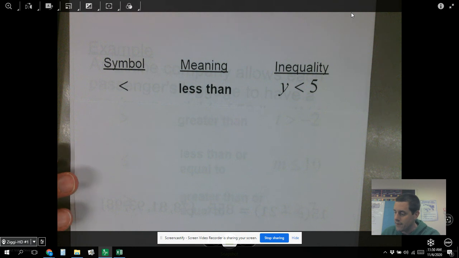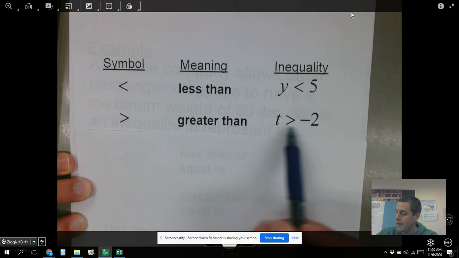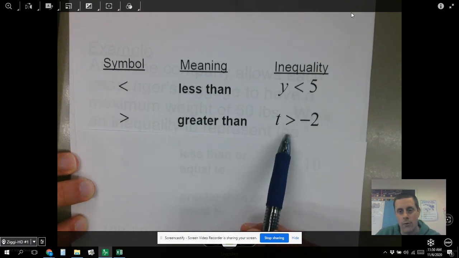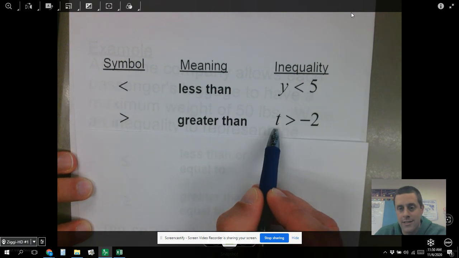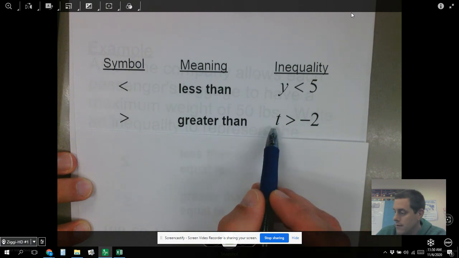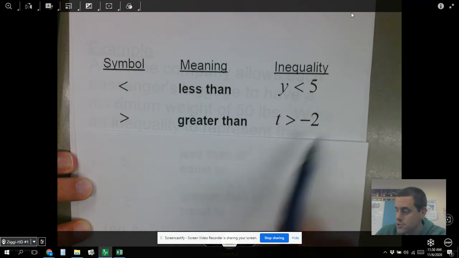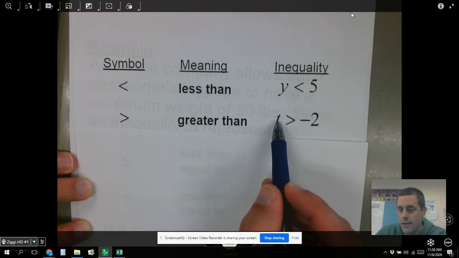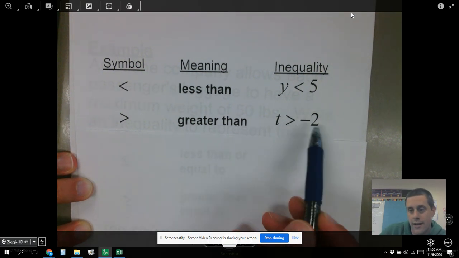Let's talk about the other symbol I think you've seen before, an arrow pointing to the right. This is greater than, and algebraically I could have an inequality like this: t is greater than -2. To make this inequality true, any solution would be a value that I could substitute into t that would be greater than -2. Is 0 greater than -2? Yes, so 0 is a solution to this inequality. 1, 2, 3, all the way to positive infinity, all of those values are greater than -2.